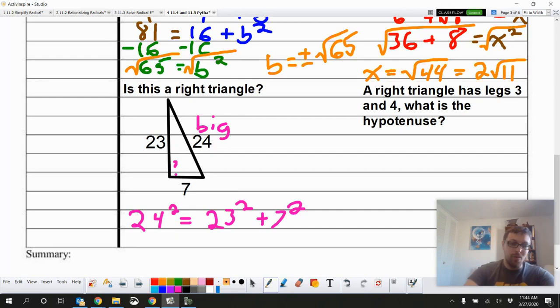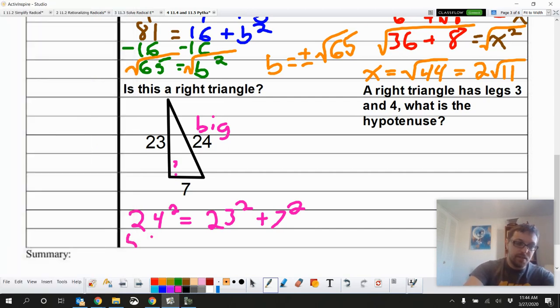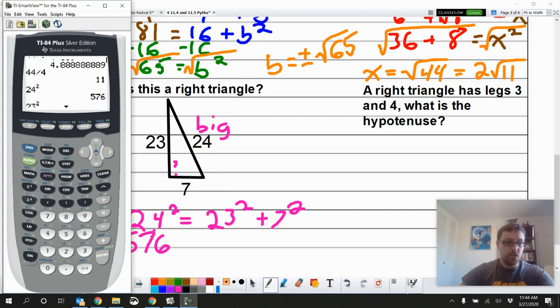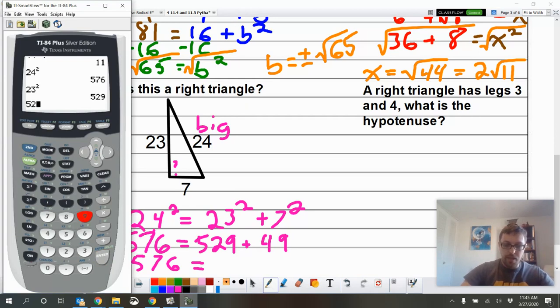24 squared, I don't know. I think it's a big number. So yeah, 24 squared is 576. Okay. And then 23 squared, what's that? 529 plus, I can do 7 squared is 49. So we get 576 equals, we'll go to the calculator, 529 plus 49. We get 578.